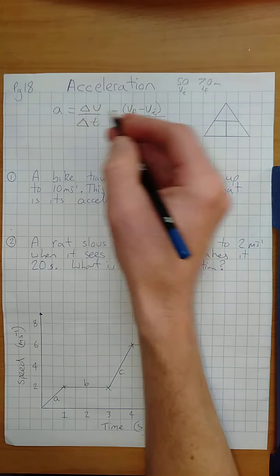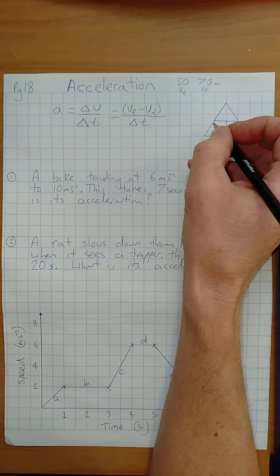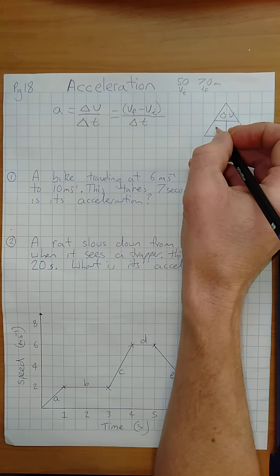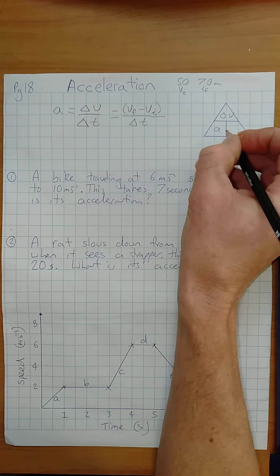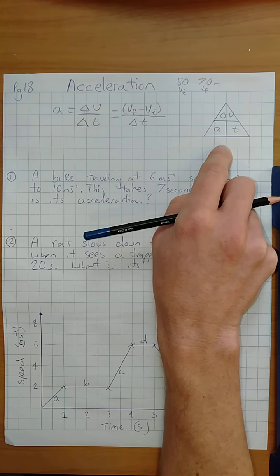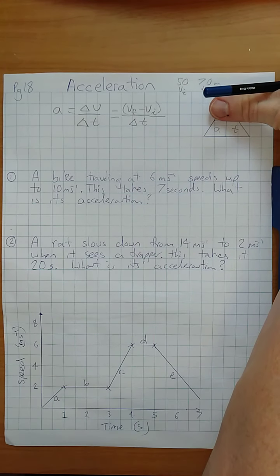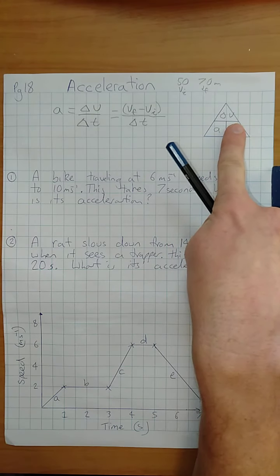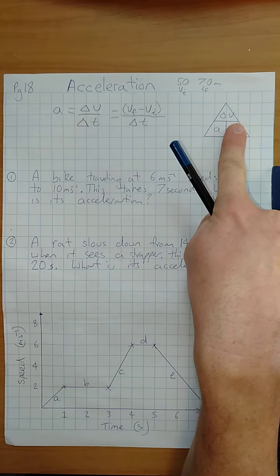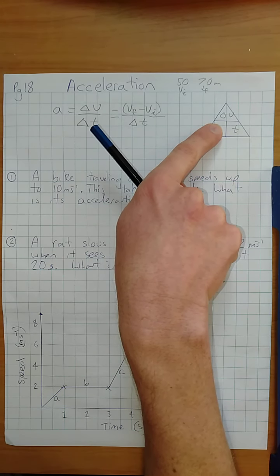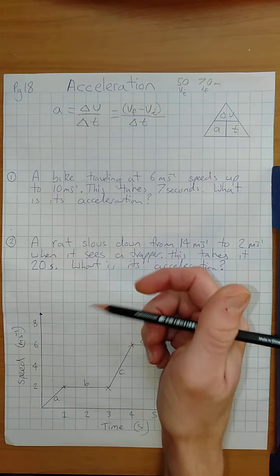Alright, if we want to put this into our rearranging triangle, then the change in velocity goes up the top, and acceleration goes there, and time goes there. So if you ever wanted to find out the change in velocity, then you'd be acceleration times time. If you want to find out time, then it's change in velocity over acceleration. And if you want to find out acceleration, it's change in velocity over time.